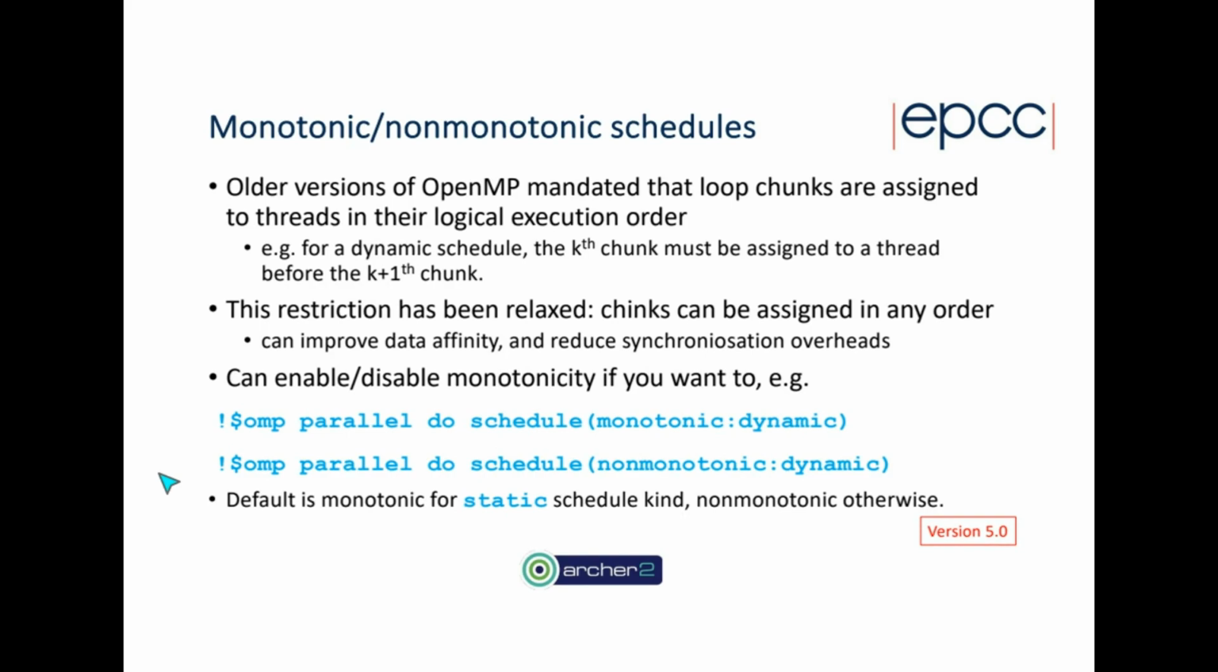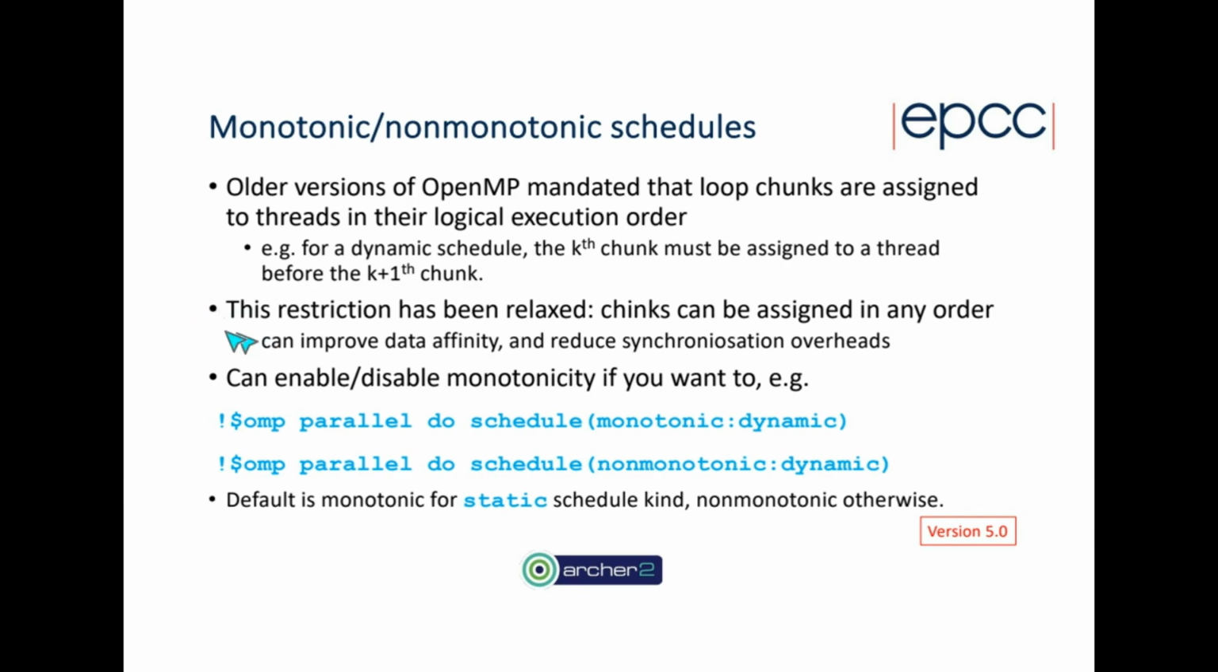Next one is schedule clauses for parallel loops. Older versions of OpenMP actually mandated that loop chunks are assigned to threads in their logical order. For example, for a dynamic schedule, the specification said that the kth chunk must always be assigned to a thread before the (k+1)th chunk. So the assignment had to happen in the logical order for the loop. But as of version 5, this restriction's been relaxed. The chunks can be assigned in any order.